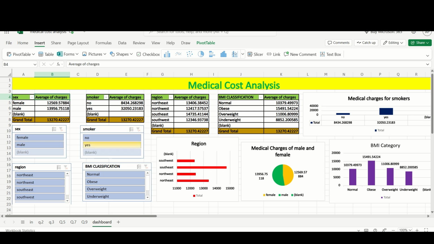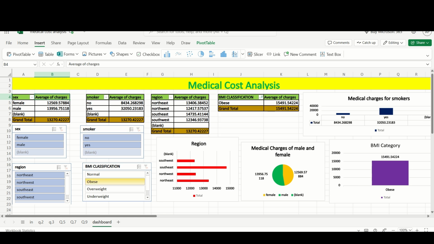Also I have used four slicers. First one is sex, second one is smoker, then region, and then BMI classification. So these act as interactive filters. So a stakeholder can click on these filters in real time. For example, here if I click on the obese category, the dashboard will get updated. As you can see in the fourth pivot table, it is only showing data for the obese category. Also in this cluster column chart, you can see it is only showing data for the obese one.